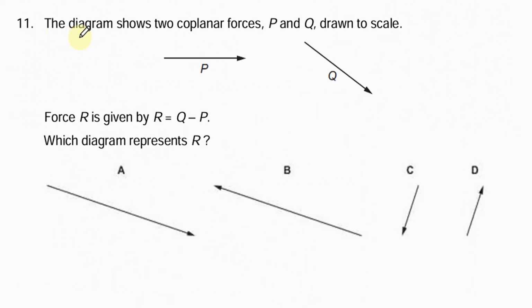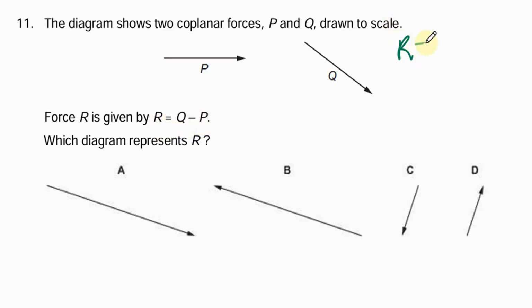It says here, the diagram shows two coplanar forces, P and Q, drawn to scale. Force R is given by R equals Q minus P. Which diagram represents R? We're going to start by rewriting this equation.